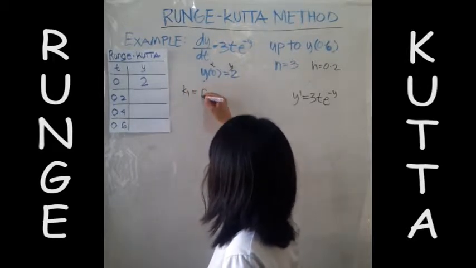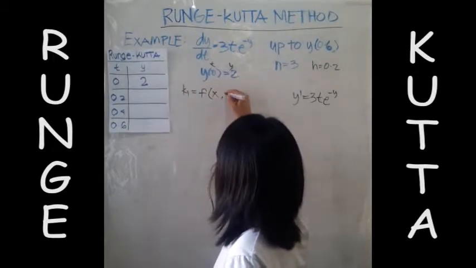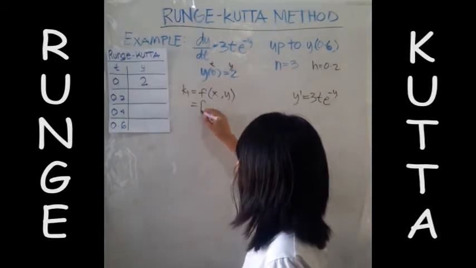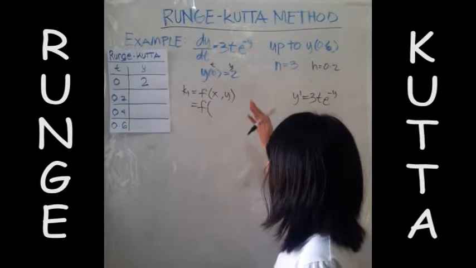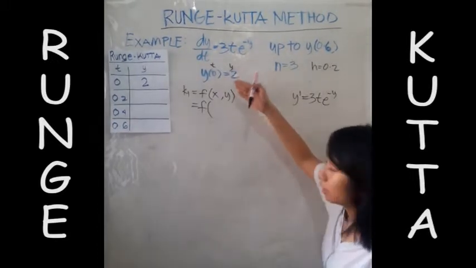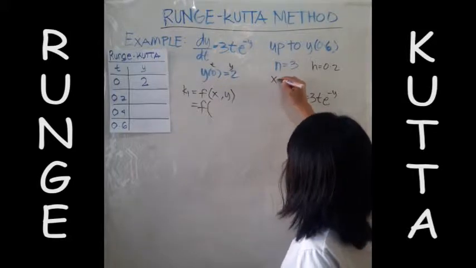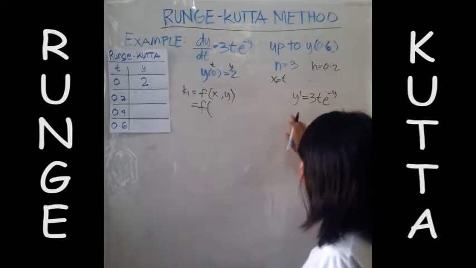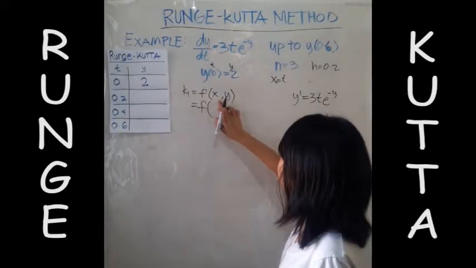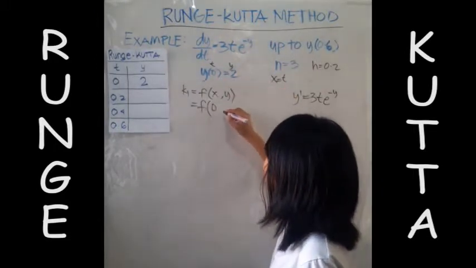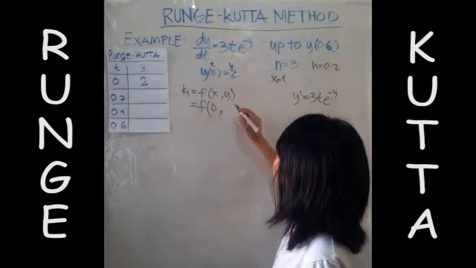So, in Runge-Kutta method, k1 is equal to function of x and y. So, f. And in this equation, x is also equal to t. So, x is equal to t and t is 0. And our y here is 2.